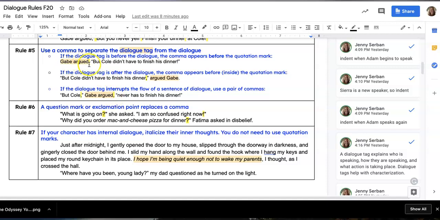So, Gabe argued, comma, "But Cole didn't have to finish his dinner." If the dialogue tag is after the dialogue, the comma appears before or inside the quotation mark. "But Cole didn't have to finish his dinner," comma, argued Gabe.